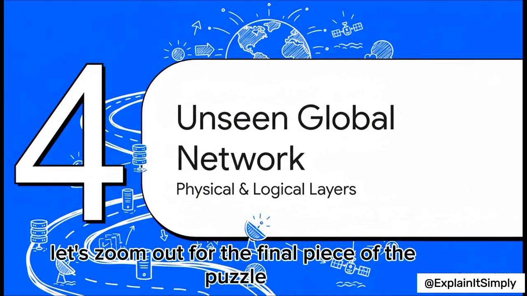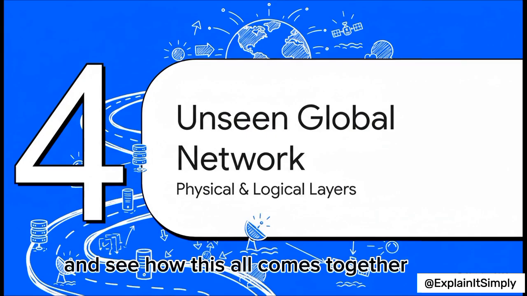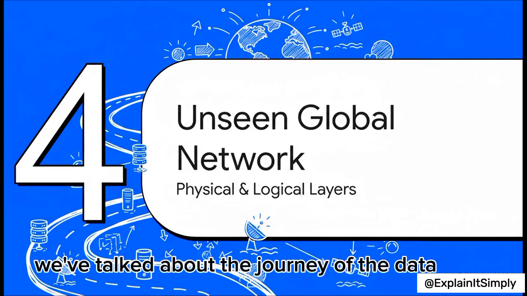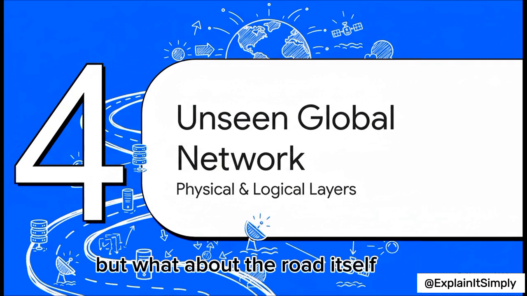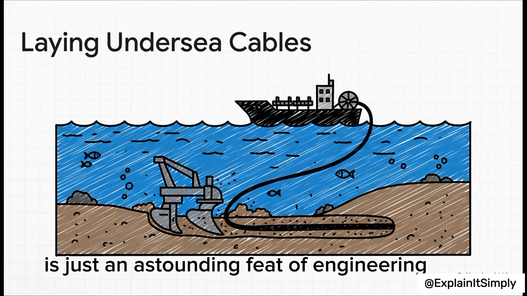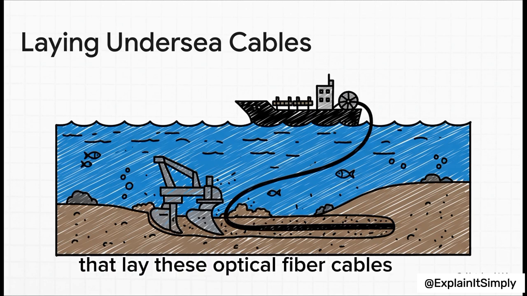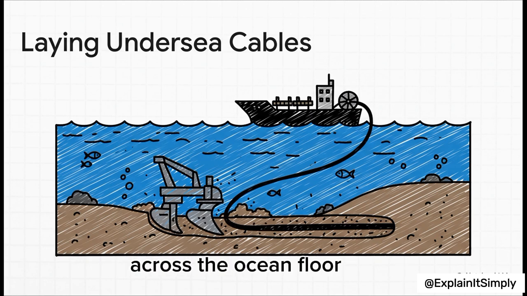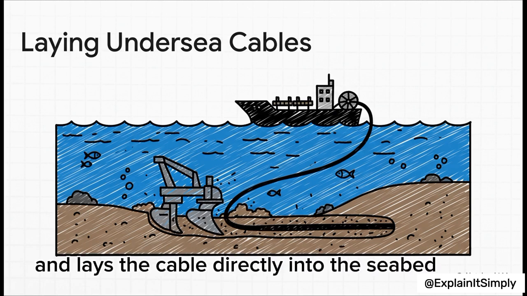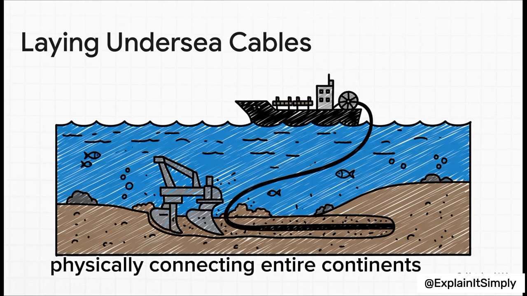All right, let's zoom out for the final piece of the puzzle and see how this all comes together on a truly epic scale. We've talked about the journey of the data, but what about the road itself? The physical backbone of the internet is just an astounding feat of engineering. We're talking about specialized ships that lay these optical fiber cables across the ocean floor. They literally drop a plow to the bottom of the sea, which digs a trench and lays the cable directly into the seabed, physically connecting entire continents.